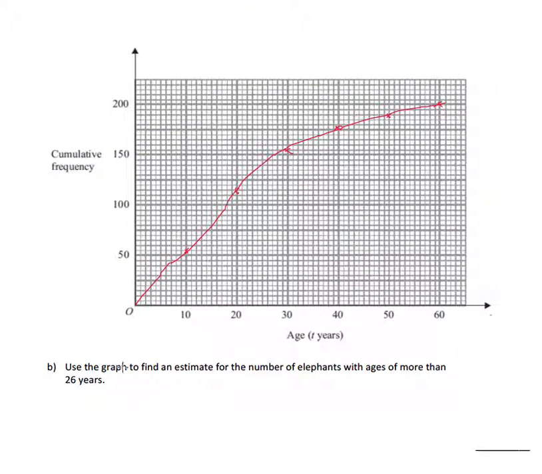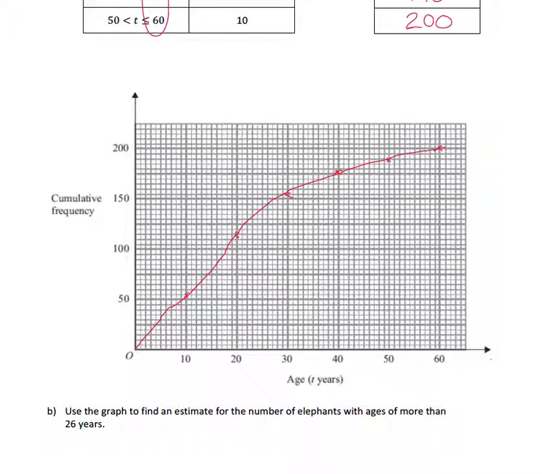Right. The next part says, use the graph to find an estimate for the number of elephants with ages of more than 26 years. So we need to draw a line from 26 years upwards until it hits our cumulative frequency curve. We then need to go along horizontally until it touches the vertical axis and read off what we get. Okay. So here I've got 145.